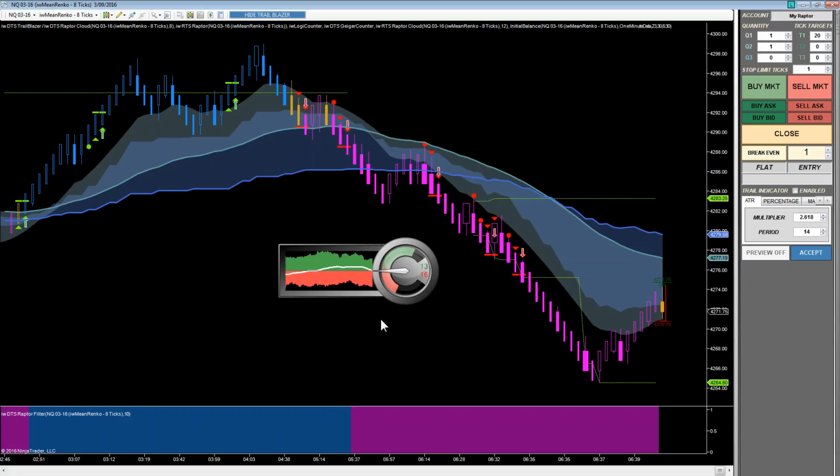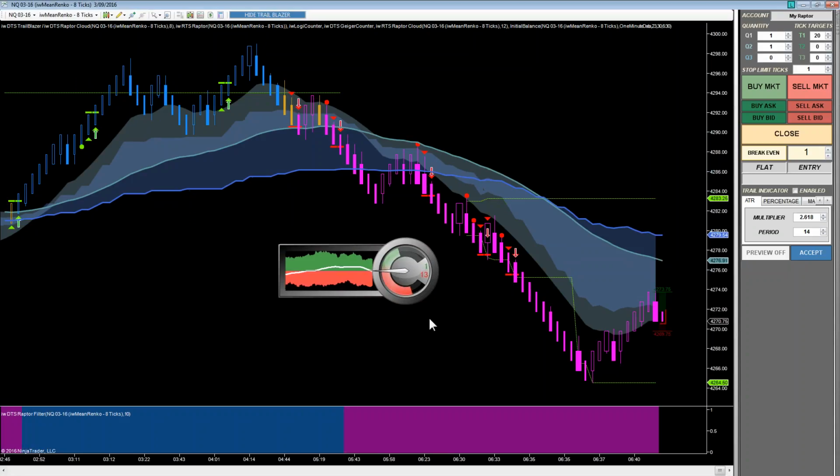While we're waiting for the next opportunity, I'll show you the Geiger Counter, another add-on. This is a very interesting tool. The Geiger Counter is essentially a tape reader. It tries to give you the pulse of the market, if you will. So we have the histogram, which shows us the recent history of the bid and the ask. We have the current bid and ask. And then we have this dial around here. This dial is fun to watch because it shows you whether the market is leaning one way or the other.